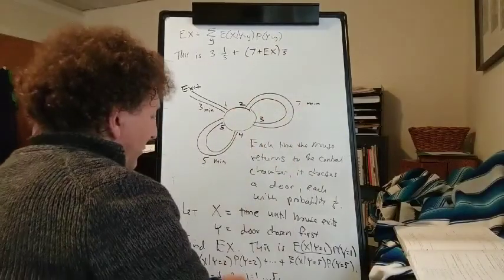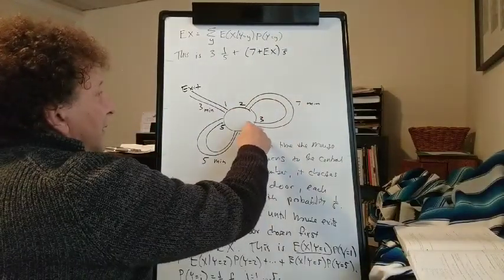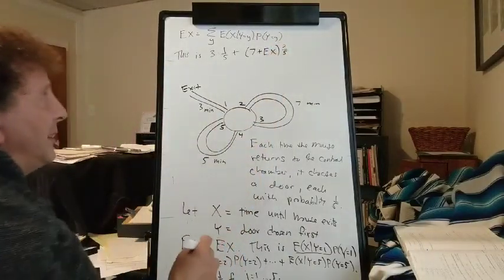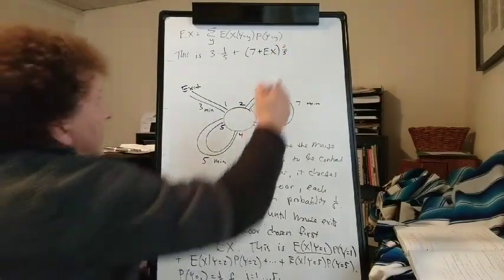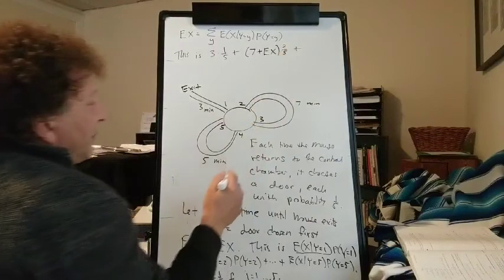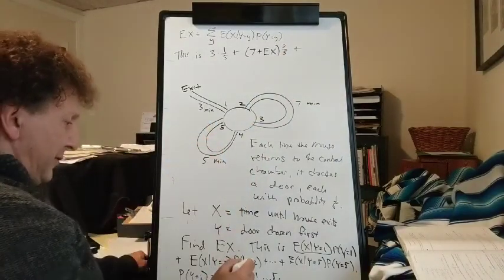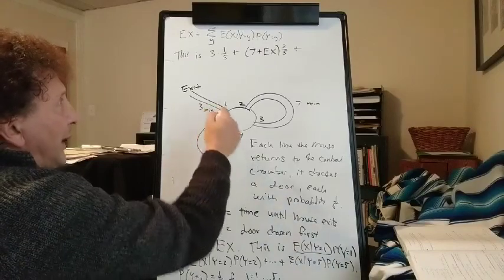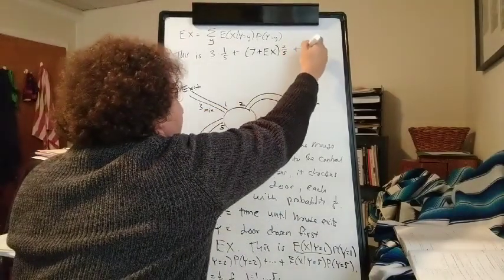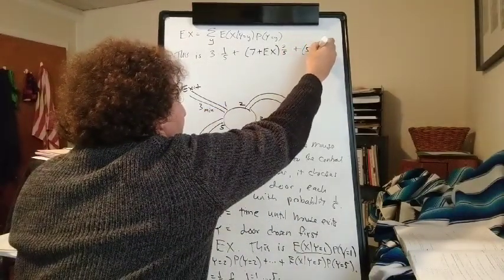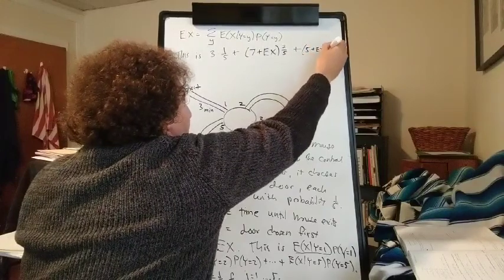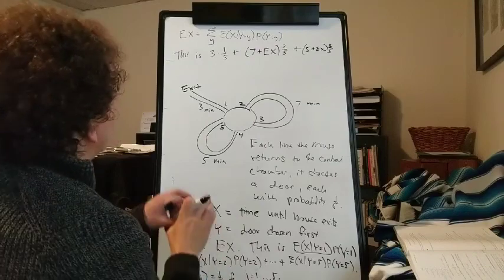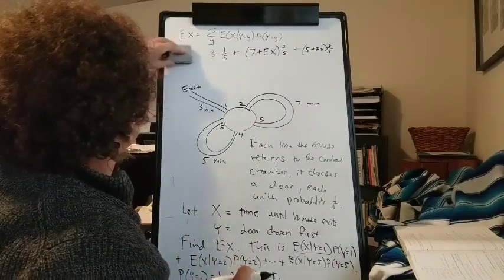So there's a 2/5 probability that the mouse takes a walk in the 7-minute tunnel and then ends up at the beginning again. And similarly, if the mouse chooses doors 4 or 5, the mouse has a 5-minute walk before getting to the beginning of the problem again. All right, so the expected value of x is what this is.